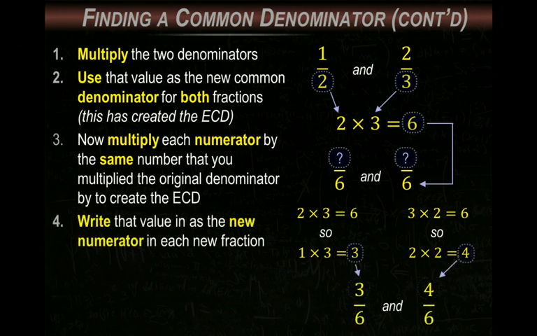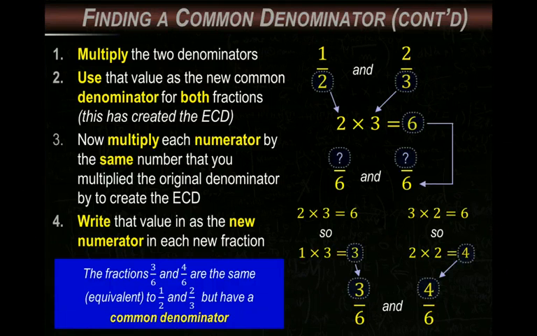And this is the easiest common denominator. And we're done. So that becomes your new numerator. 3/6, 4/6. It's just that simple. This is why I call it the easiest common denominator.